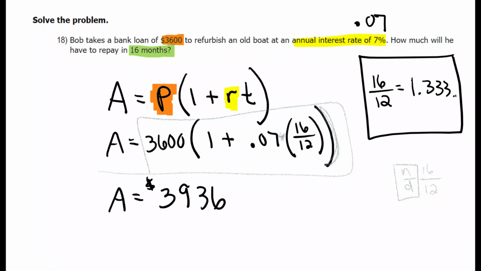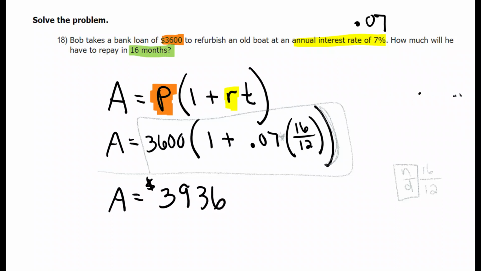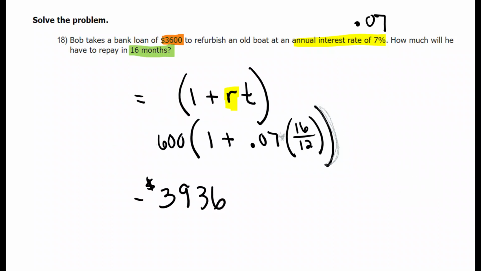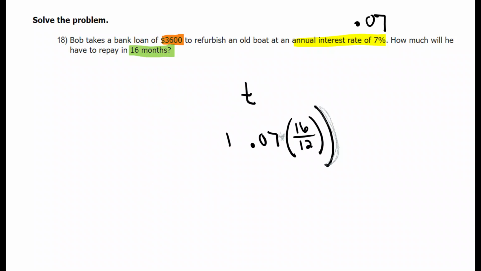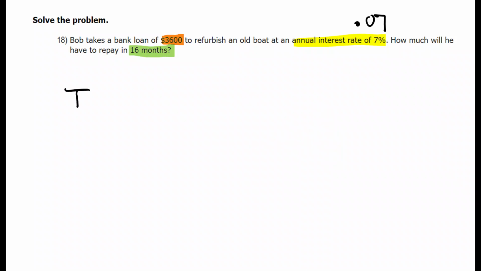Now if there had been two questions, like if they had asked you how much interest will he have to pay and what's the total amount he pays back, then I would be looking at the first part, which is how much interest does he pay. Well, again, this is not a compound interest problem. This is simple interest because they never say the word compound. So I would simply go, well, the interest that he has to pay back is the principal times the rate times the time. The principal is the 3,600.